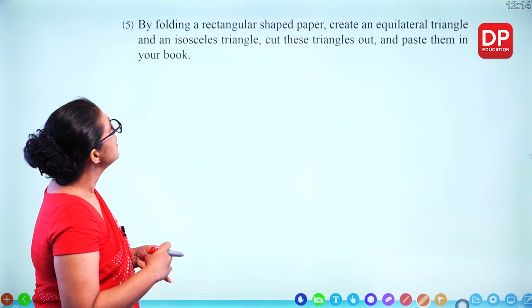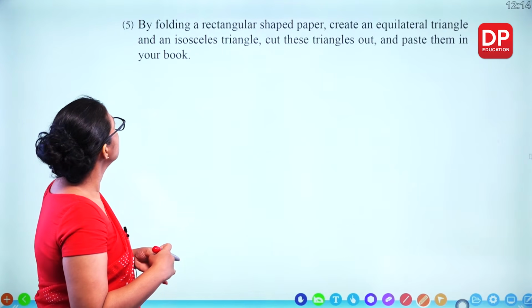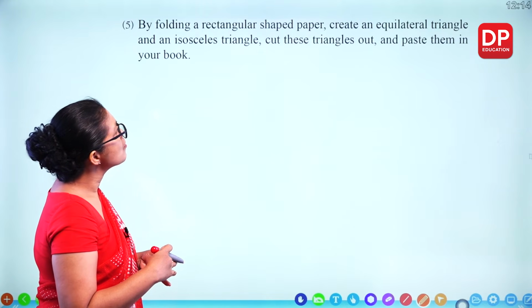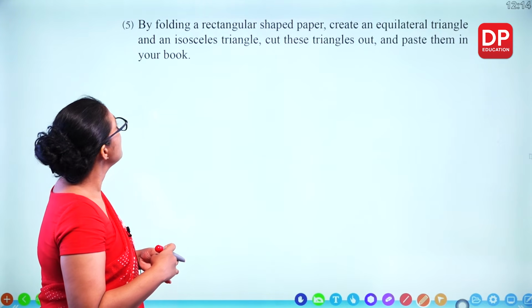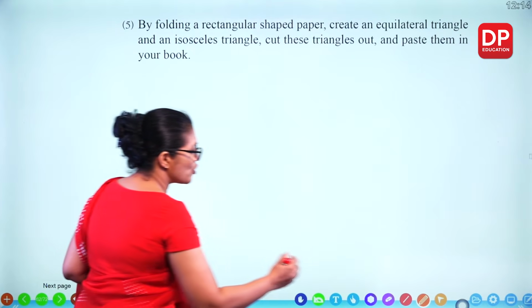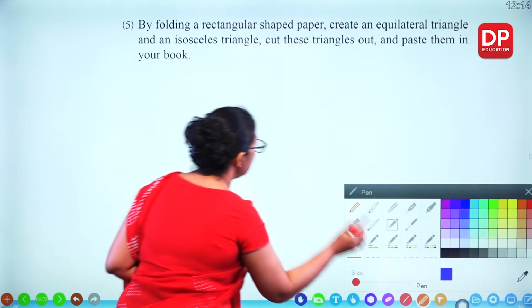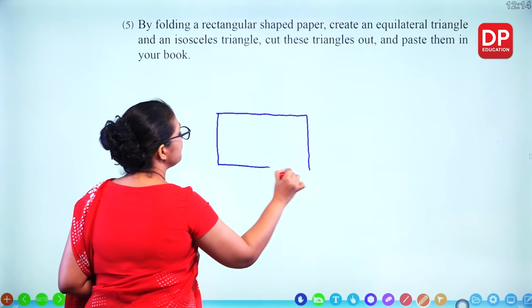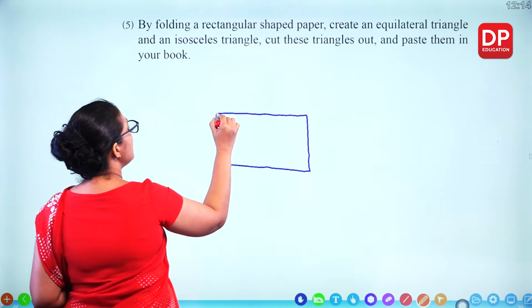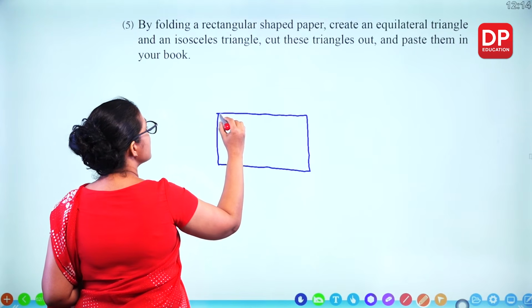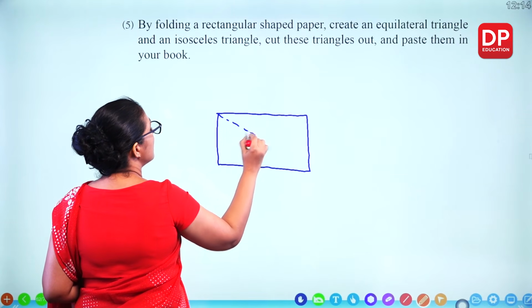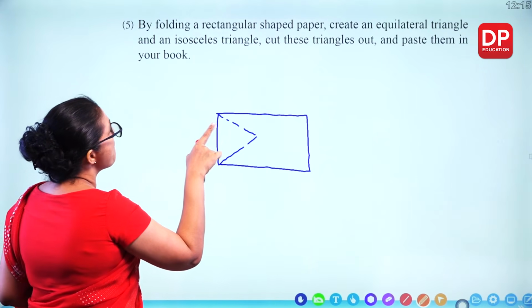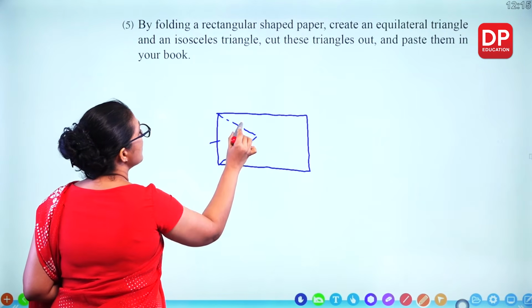Create an equilateral triangle and an isosceles triangle. Cut these triangles out and paste them in your book. So what you can do, you can take a rectangular shape paper like this, and here you have to create an equilateral triangle. Means all lengths are equal like this.